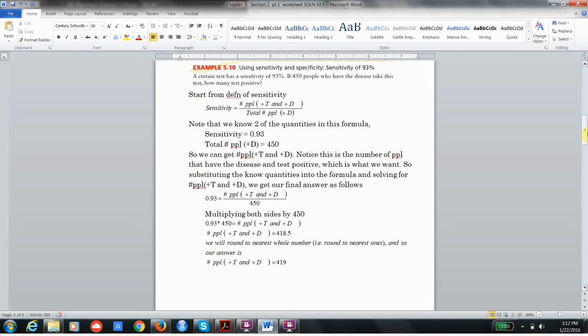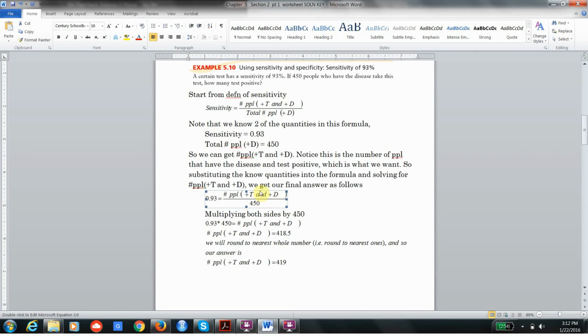And notice we can start from the definition of sensitivity, and the reason why we'd like to do that is because we know 2 of the quantities in this formula. We know the sensitivity is 0.93, and we know the total number of people that have the disease is 450. So notice when we substitute this into the formula, there's only one thing we don't know, which is what we're after. The number of people who have the disease and end up with a positive test result.